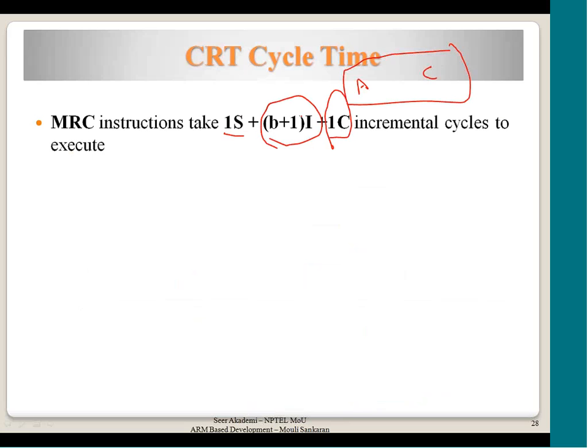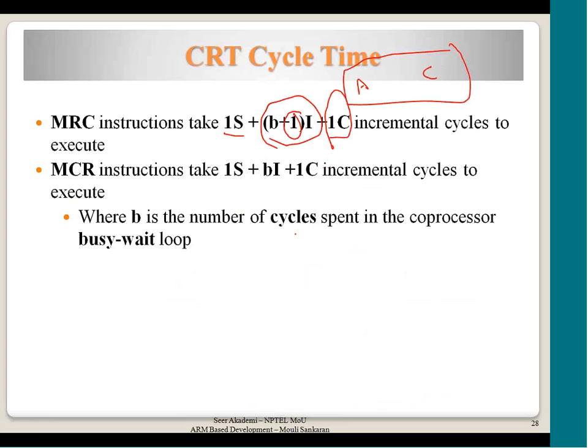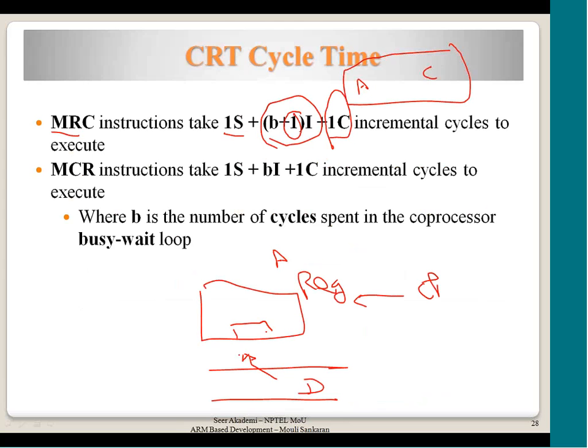And why is this plus 1 there apart from busy wait? That is because, I will tell you, it is only for RC. RC is what? Coprocessor to ARM register, right? So when from the data bus, the value comes into the ARM core, it lies in the data in register. Okay, if you recall, the data in register, and then it will be taken into the register set. So it will involve one internal cycle to do this transfer. Okay, that's why this plus one flag is there only for coprocessor to register, whereas that is not there for register to coprocessor. Okay.